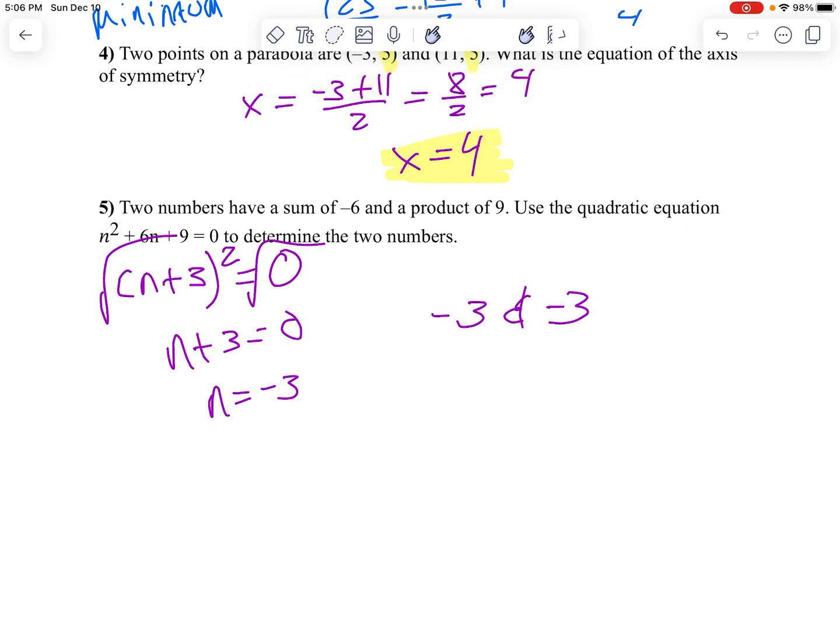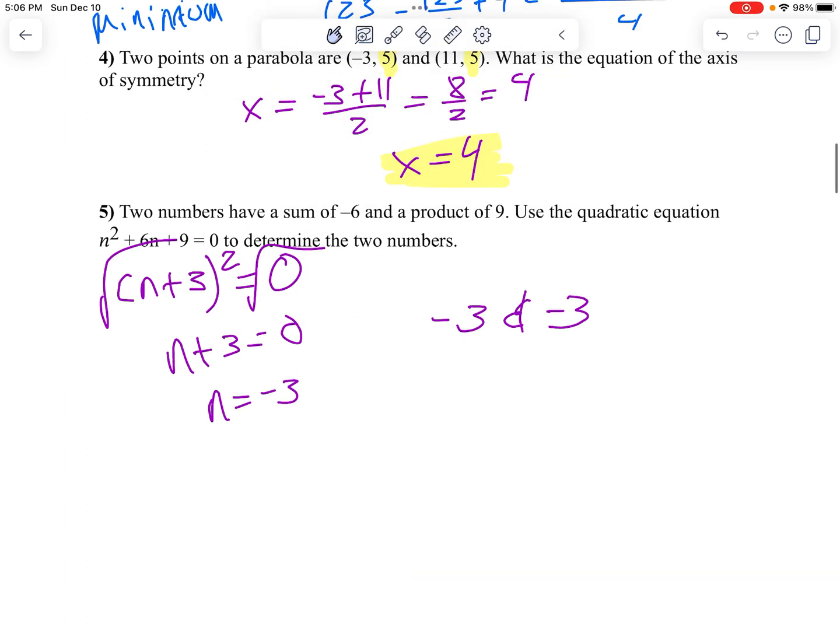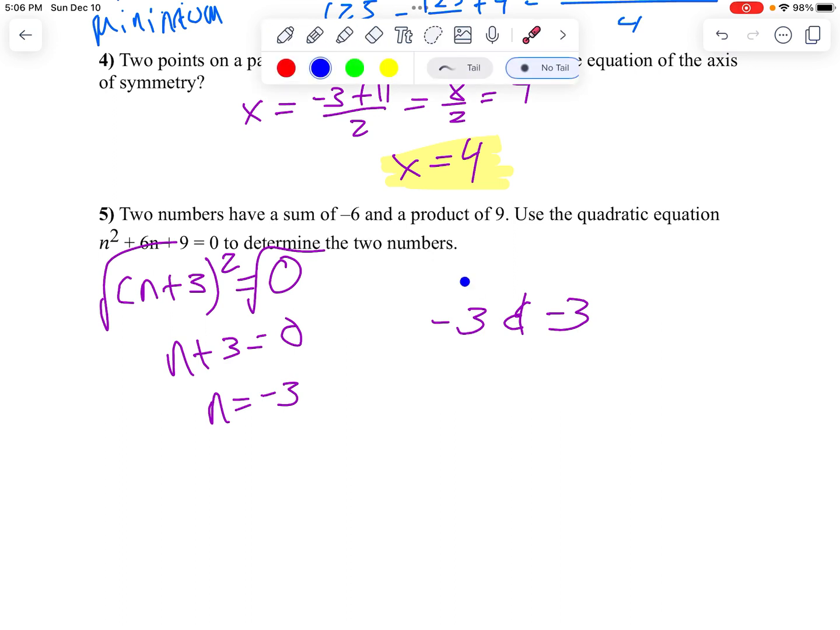Notice negative 3 times negative 3 is 9. Negative 3 plus negative 3 is negative 6. We probably could have just done the factoring like we did in Chapter 8 to solve that problem.